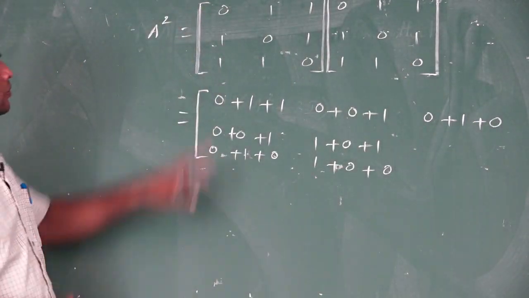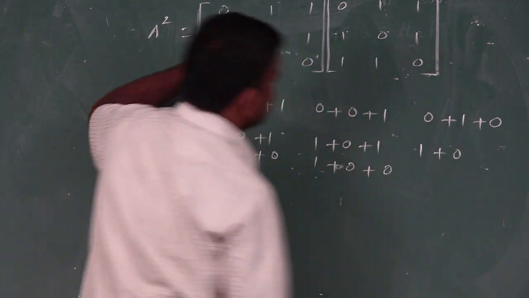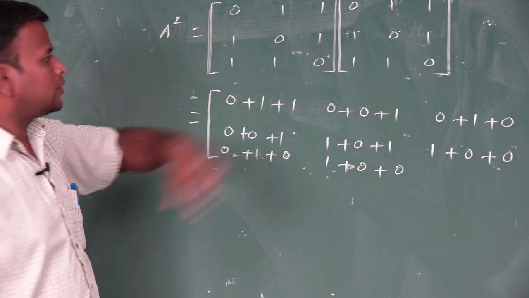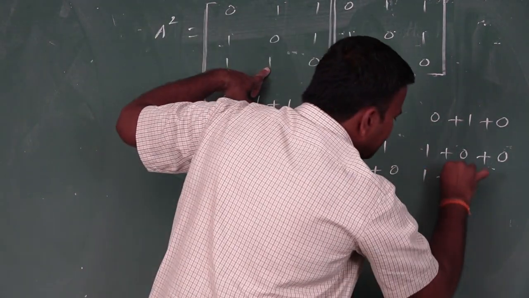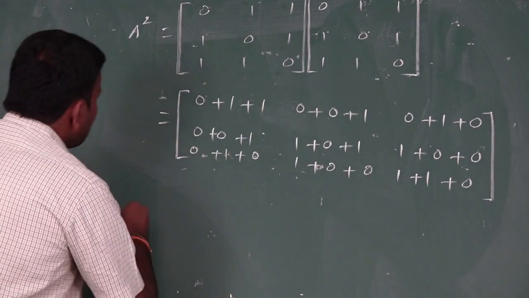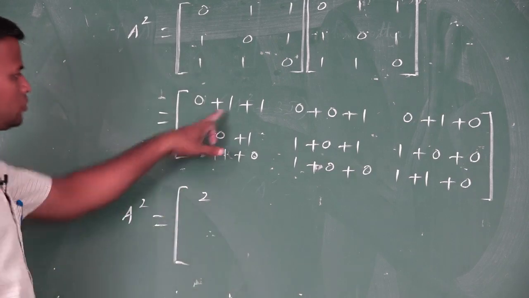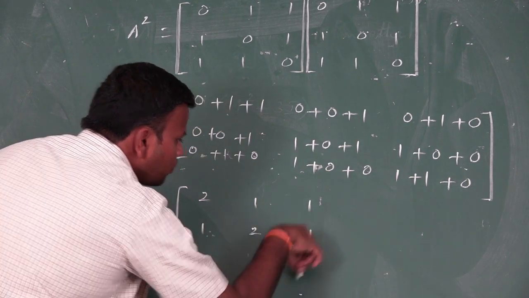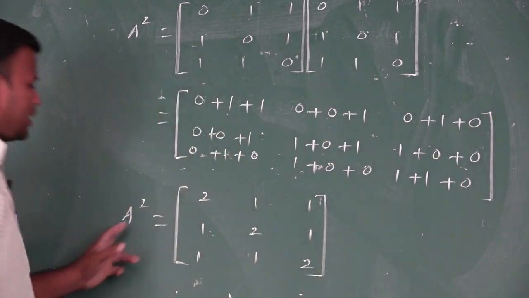Second row, third column: 1 into 1 is 1 plus 1 into 0 is 0 plus 1 into 0 is 0. Third row, third column: 1 ones are 1 plus again 1 ones are 1 plus 0 into 0 is 0. So the value of A square is 2, 1, 1, 1, 2, 1, 1, 1, 2.